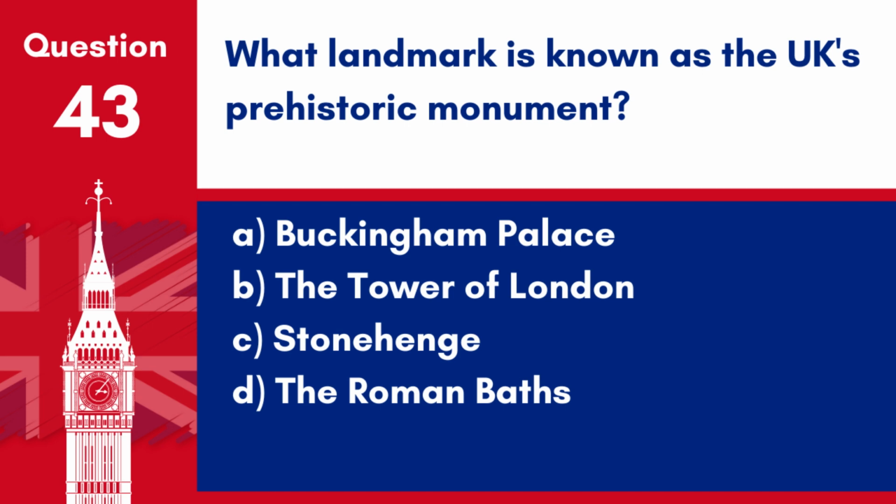Question 43. What landmark is known as the UK's prehistoric monument? A. Buckingham Palace. B. The Tower of London. C. Stonehenge. D. The Roman Baths. Answer: C. Stonehenge. Stonehenge is a prehistoric monument located in Wiltshire, England, known for its circle of standing stones.